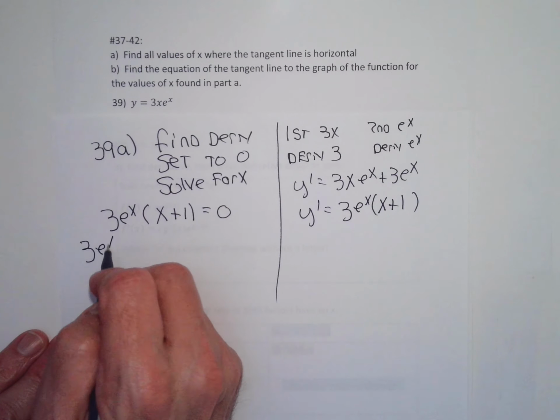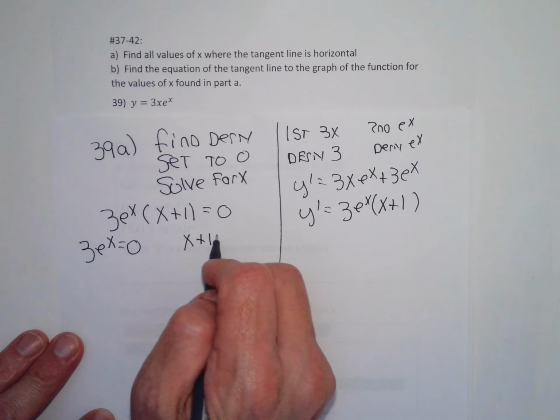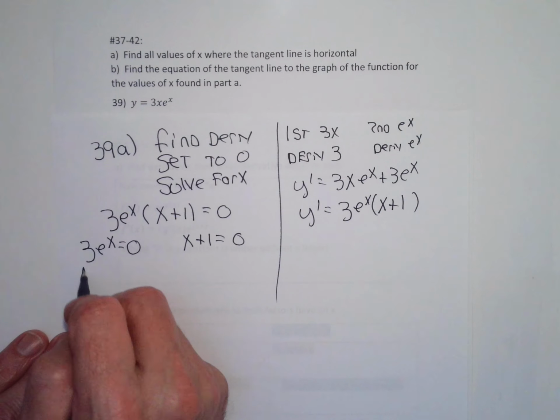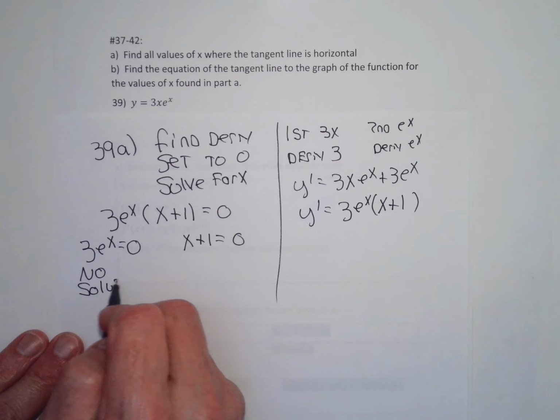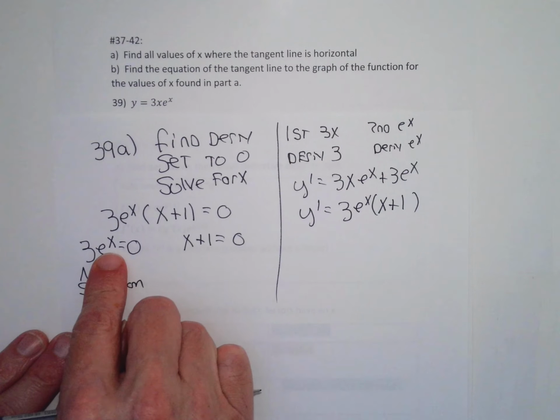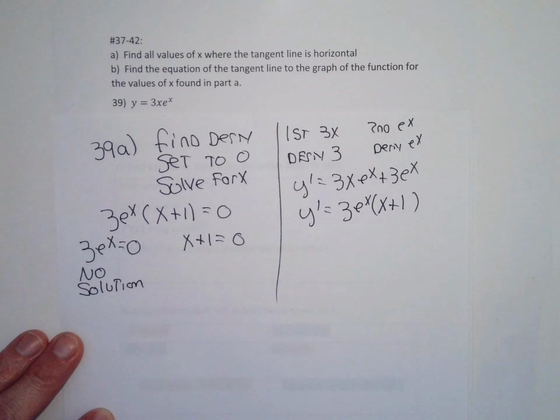I set the factors equal to 0. And e to some power, or a constant times e to some power, can never be 0. There's no number I can plug in. If I plug in 0, I get 1 for the e. If I plug in a negative number, I get a fraction. There's no way to turn that piece 0.